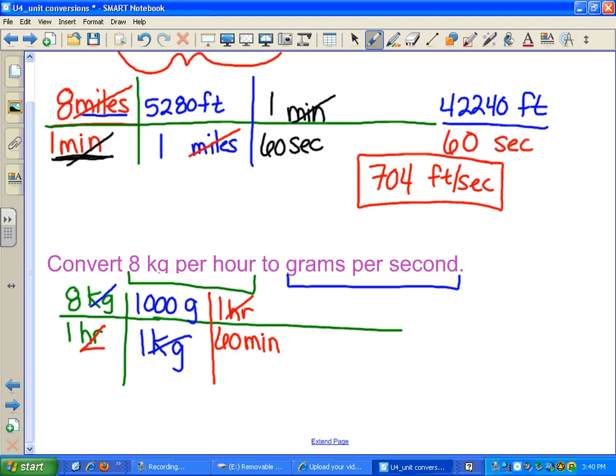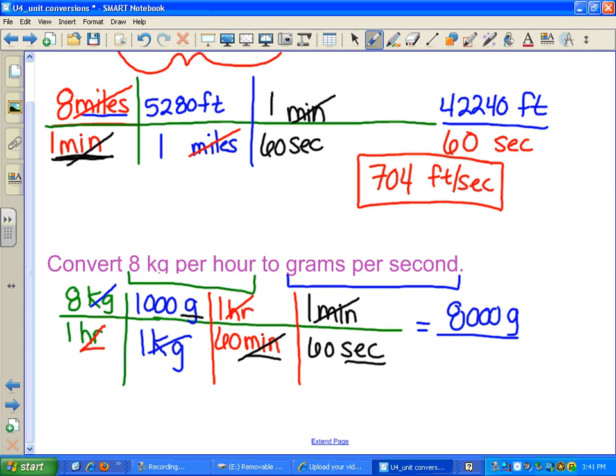Now I'm still not done because I don't want minutes, I want seconds. So since minutes right now is in the denominator, I'm going to go ahead and put 1 minute in the numerator. And I know 1 minute is the same as 60 seconds. So my minutes units will cancel. And right now I'm left with grams per second, which is what I needed. So I can go ahead and finish this off by multiplying. So I'm going to take 8 times 1,000 times 1 times 1, which is going to give me 8,000 grams over 1 times 60 times 60 is 3,600 seconds.